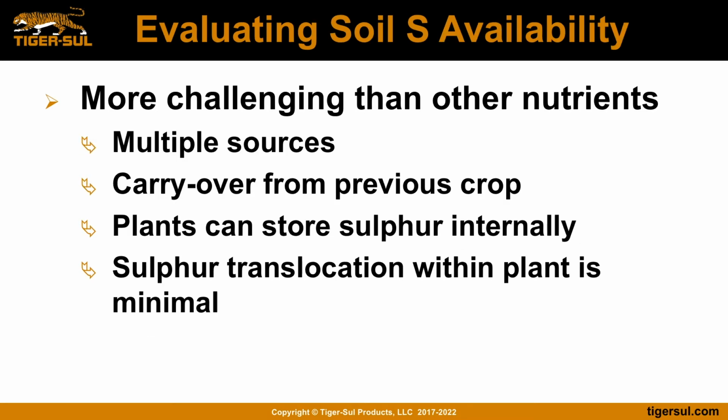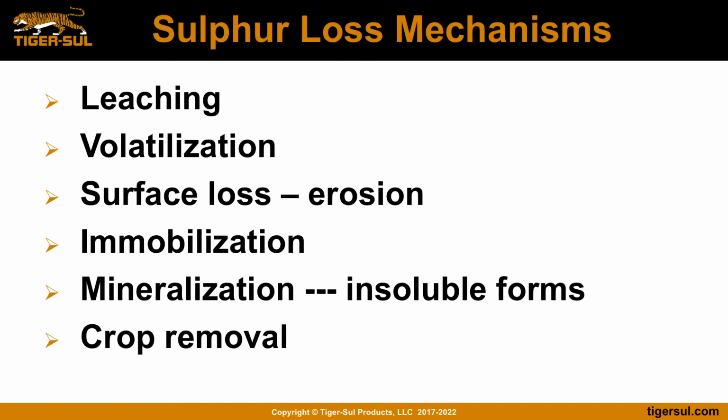Evaluating soil sulfur availability to the crop is more challenging than for other nutrients, mainly because we have multiple sources providing sulfur to that soil ecosystem. We have that carryover potential from previous crops. We have plants that can store sulfur internally but cannot translocate it within the plant. And then sulfur translocation within that plant is minimal. And then we have various loss mechanisms that compound the situation of trying to estimate sulfur demands and needs.